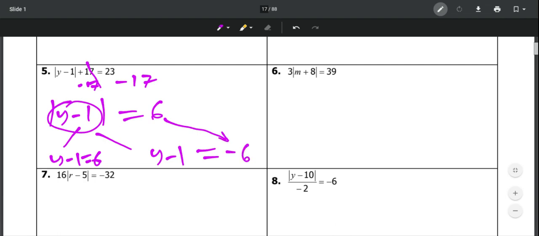And that's how you would do it. You would work both of those out, which I'll let you do because you just have to solve the equation on each side. And you should be able to do that. Now let's look at this case.